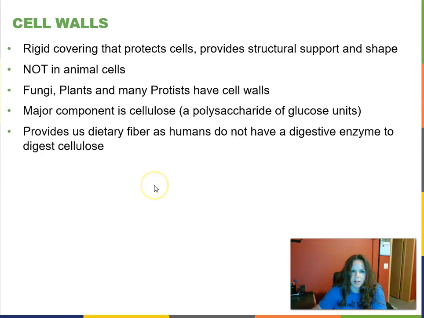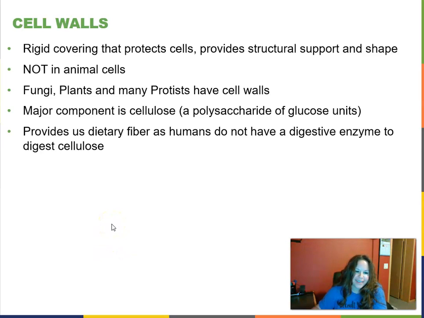Let's talk cell walls. Some organisms, if you're a single-celled organism, may need a little extra support and protection, so they have a cell wall. And we've already talked about bacteria or other prokaryotes having cell walls made out of peptidoglycan. Try to say it fast yourself.